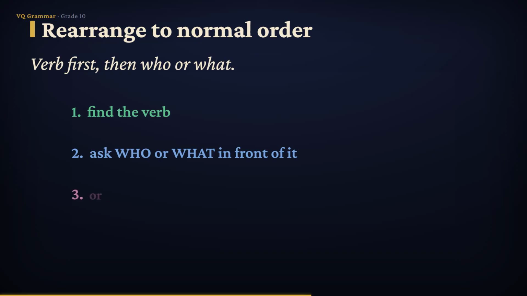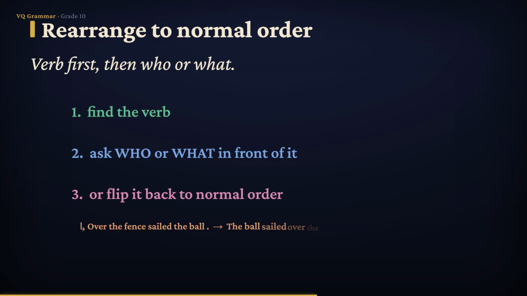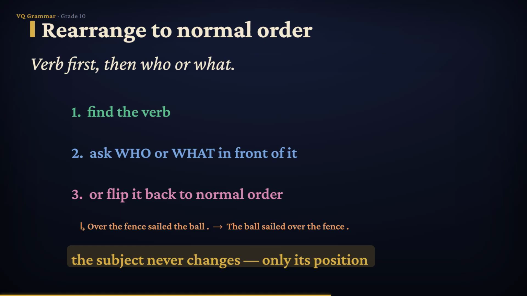If you're still unsure, flip the sentence back into normal order. Watch this. Over the fence sailed the ball. Rearranged, that becomes the ball sailed over the fence. And now the subject is standing right where you expect it. But notice something important. The subject never changes when you rearrange. Only its position does. Ready to practice?